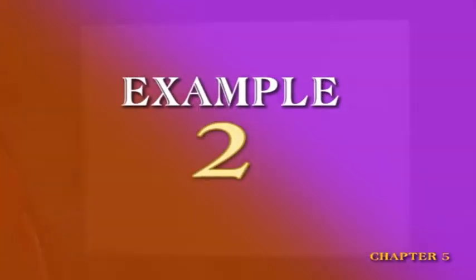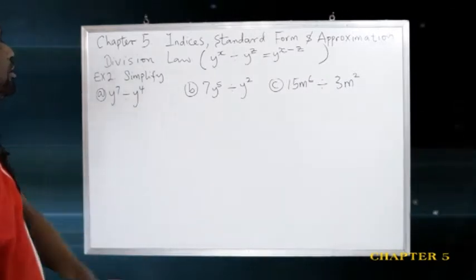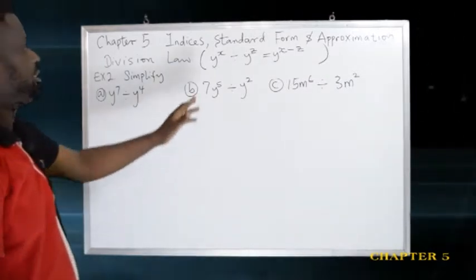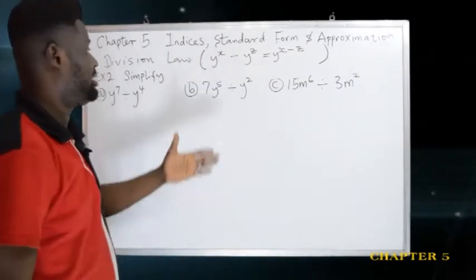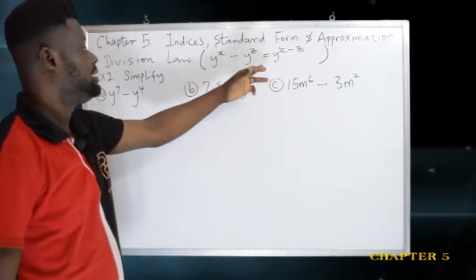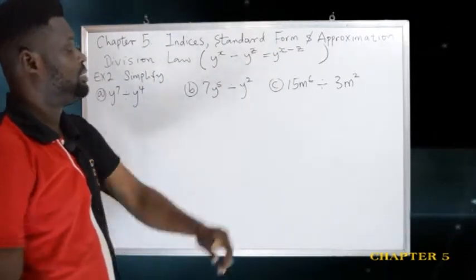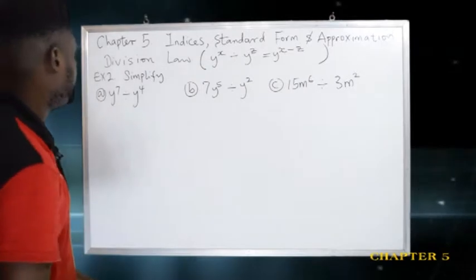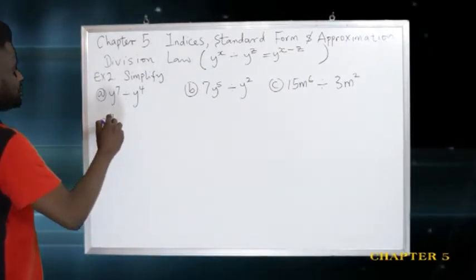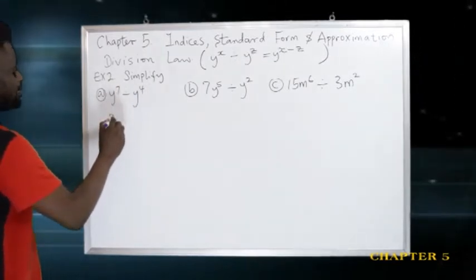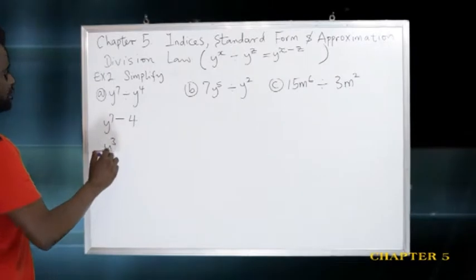So this is the division law. Example 2, we have to simplify the following on the board. The law says that y raised to the power x, and you can use any letter, divided by y raised to the power z equals, you have to minus the powers, y raised to the power x minus z. So the same thing you do here. Solution A, y raised to the power 7 divided by y raised to the power 4. The divide stands for minus 4. That will give us y raised to the power 3, and that's all.